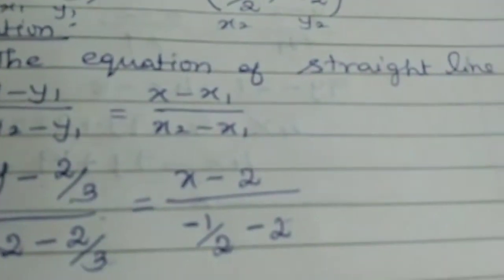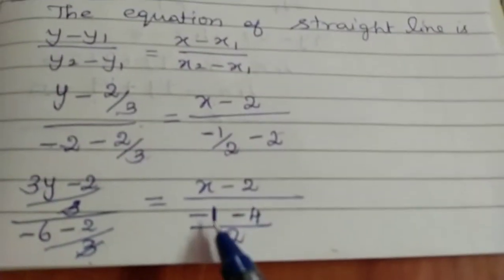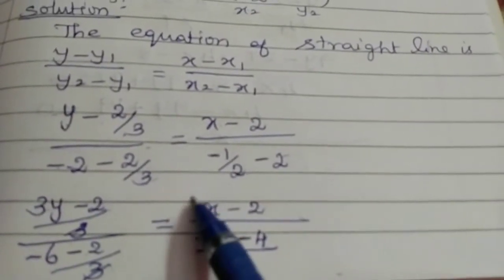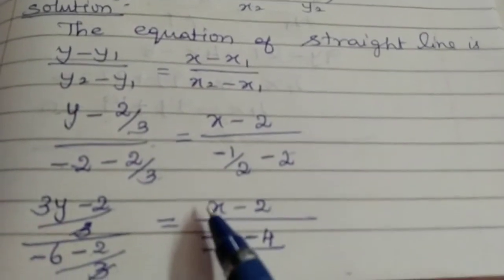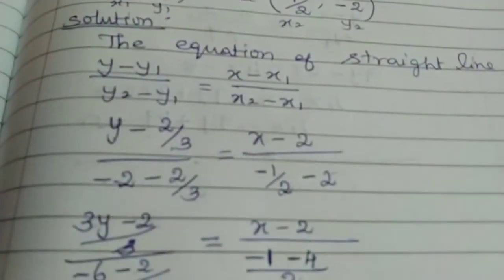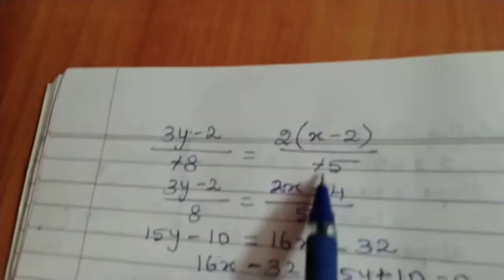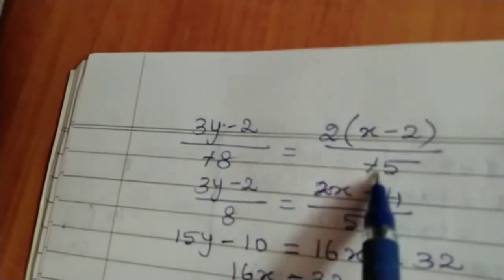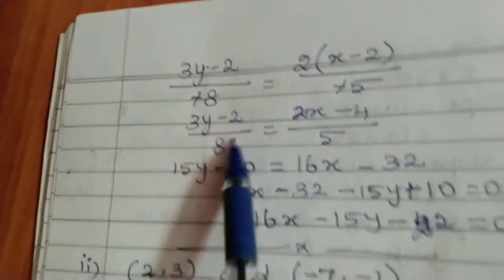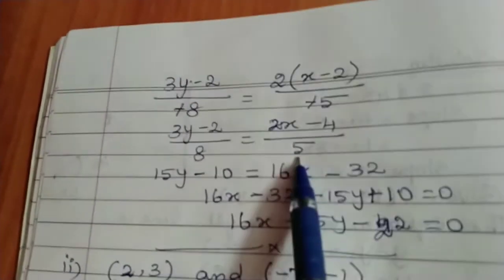In this one, the denominator is a fraction. Now the 2 goes to the numerator. Upper 2 into x minus 2. Here minus 1 minus 4 equals 5. That is 2 into x minus 2 divided by 5. The minus minus cancels. So 3y minus 2 divided by 8 equals 2x minus 4 divided by 5.